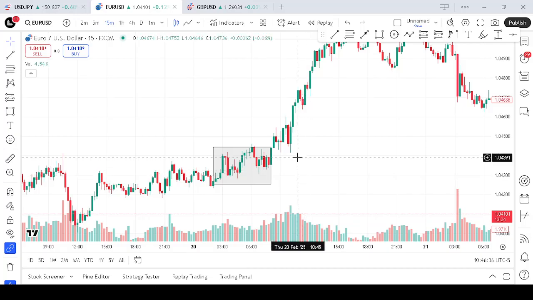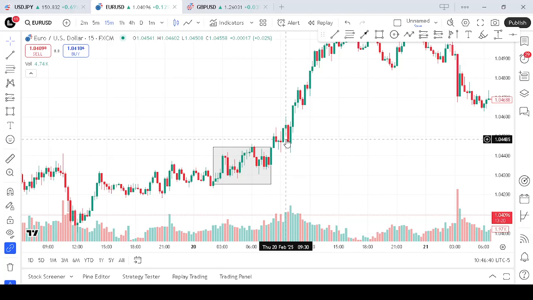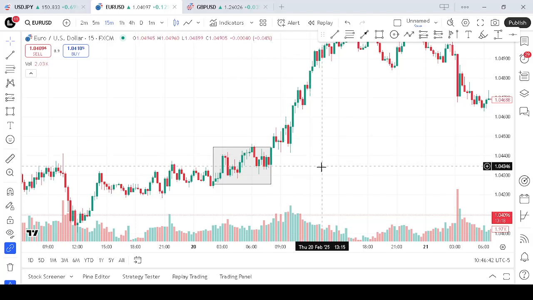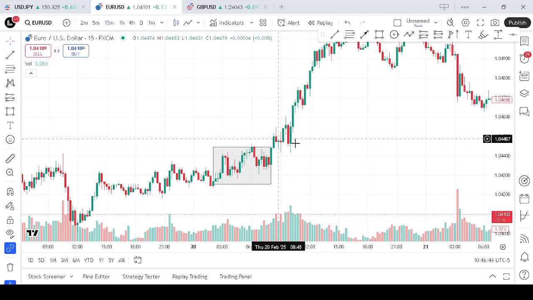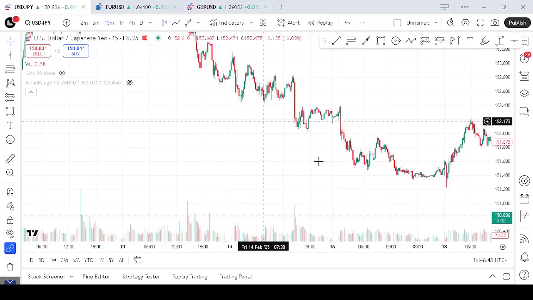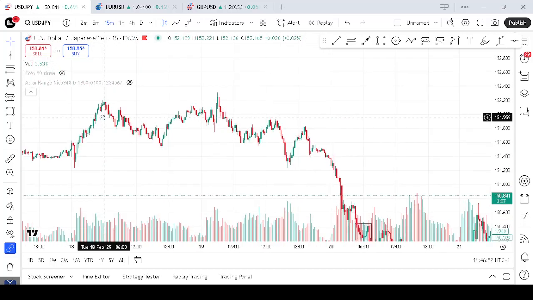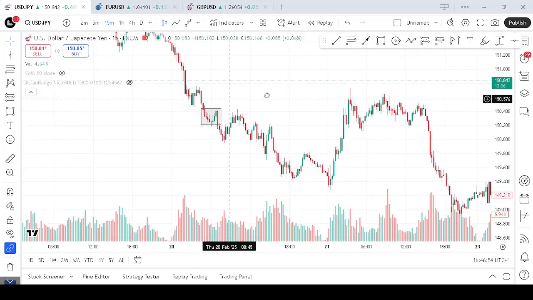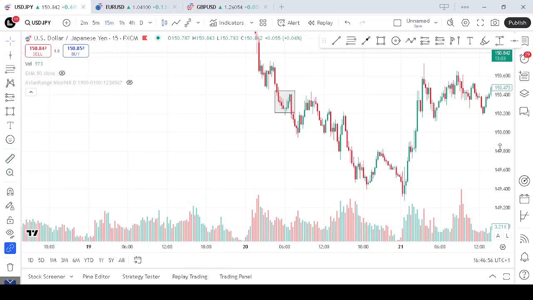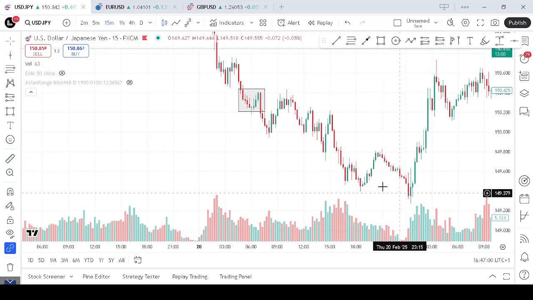For a breakout above, this suggests strong buying interest, while for a breakout below, it shows strong selling interest. So the breakout above shows a strong buying interest, while the breakout below will show a strong selling interest. Like from this example here, breakout below shows a strong selling interest.